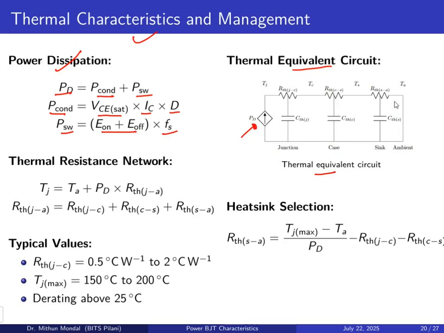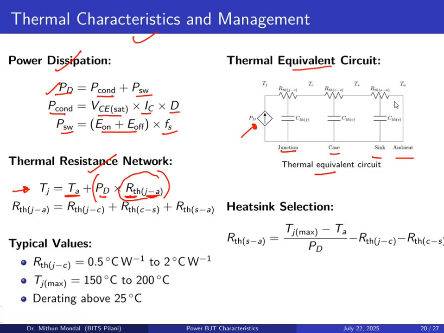This is the thermal equivalent circuit shown here, and you have a current source shown as PD, and different parts of the circuit are shown by different elements like the junction, case, sink and the ambient, represented with resistors and capacitors. In this thermal resistance network, Tj, the junction temperature, is equal to Ta, the ambient temperature, plus the power dissipation Pd multiplied by Rth, which is the thermal resistance from junction to ambient.